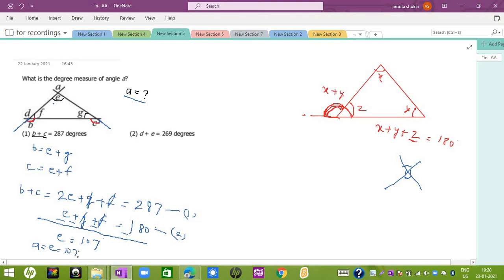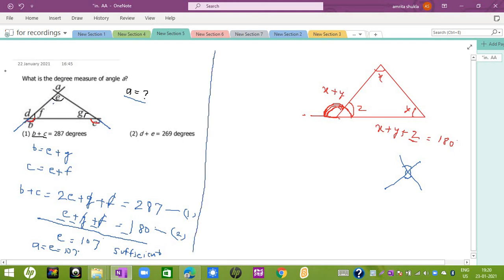degrees. So you see, using the information in the given first statement, we can very well get a unique value for angle A. Hence, we can say that this statement alone is sufficient. Okay? So, I hope this is clear. Now, moving on to the second statement.